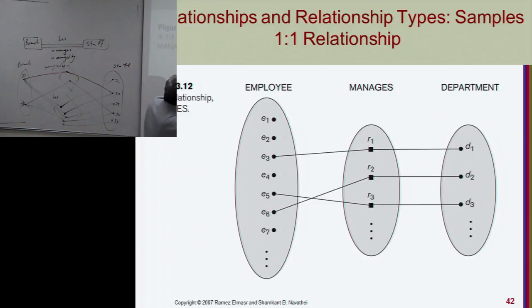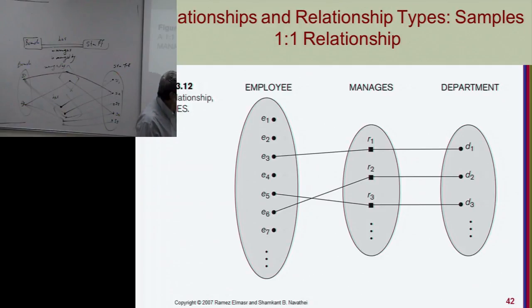Look at the relationship type. The relationship occurrence, I'm sorry. The relationship occurrence, R1 and R2 and R3. You will find that R1 is linking E3 to D1, right? Look at D1 and count how many lines going out of D1. Only one.